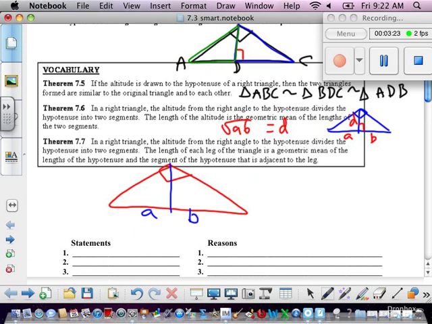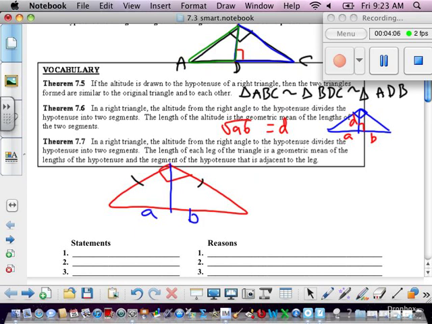The length of each leg of the triangle is a geometric mean of the length of the hypotenuse and the segment of the hypotenuse that is adjacent to the leg. We'll look at examples for this one because I think, one, I'm confused. Two, I don't think us writing it down in letters is necessarily going to help, but I am going to look at the book and see if there's a nice picture for this one that might help us out.